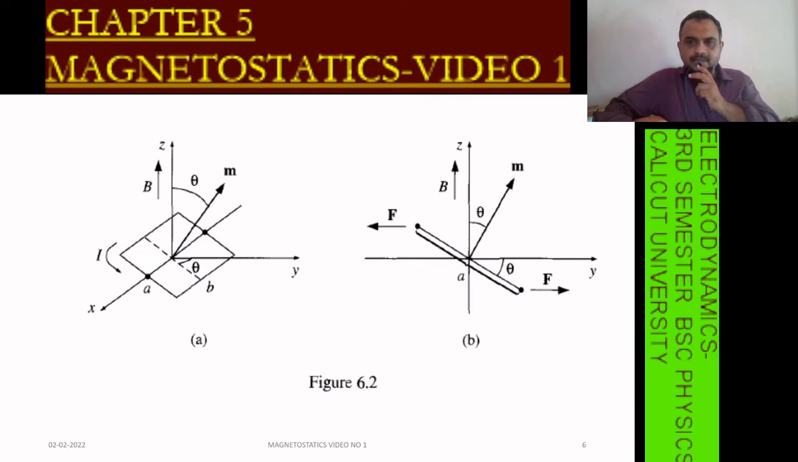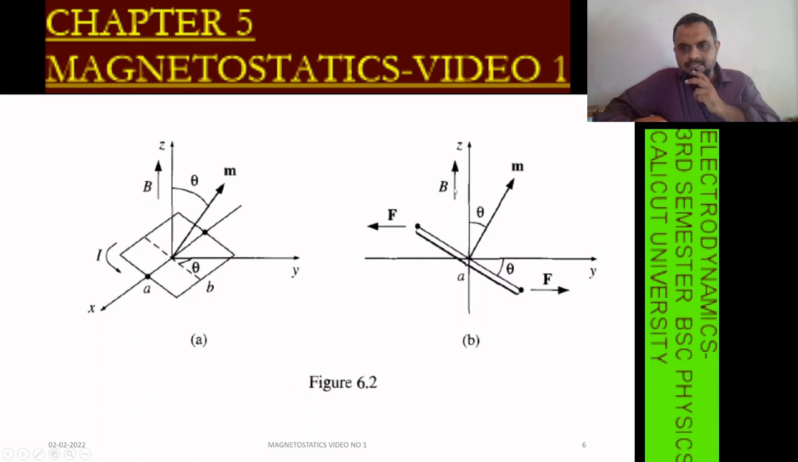That will be creating a couple, or a torque, and that torque will produce a rotation. So in diamagnets, this torque will make the dipole so that the magnetic field produced by the magnetized dipole is opposite to the external magnetic field. So if this is a diamagnet, this torque will try to orient such that the magnetic field due to this magnetic dipole moment will be in the opposite direction. That means it will be in the minus z direction.